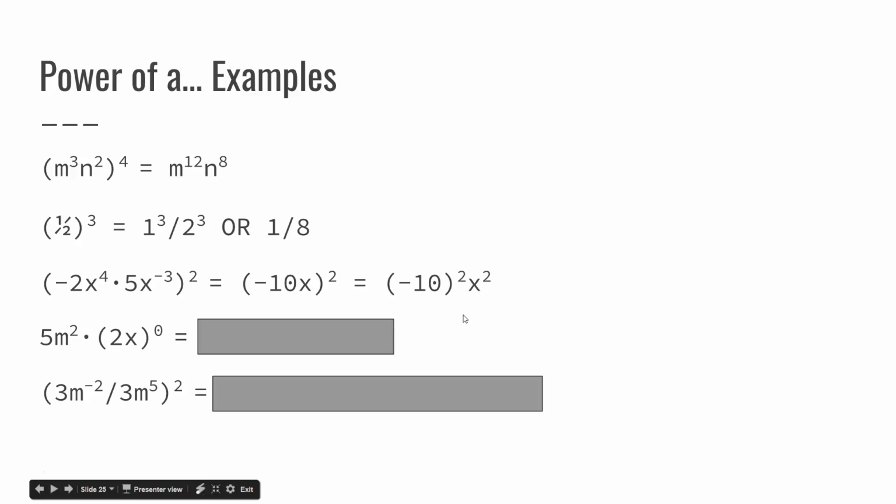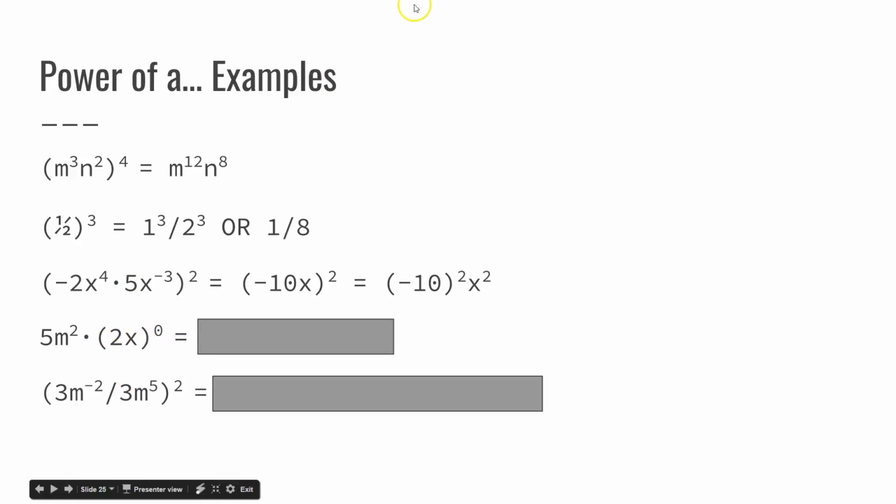Our fourth example here, we have only 2x inside the parentheses, and that can't be simplified. And you have to do exponents before you do multiplication in this case. So I'm going to ignore this 5m squared for just a moment and deal with this 2x to the 0 power. So think back on our previous video, what does anything to the 0 power equal? Well, that's just 1. So all of this right here actually turns into 1.